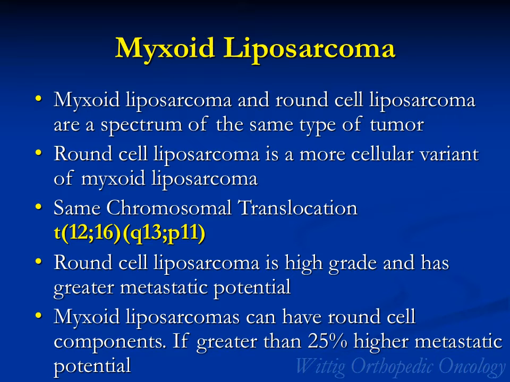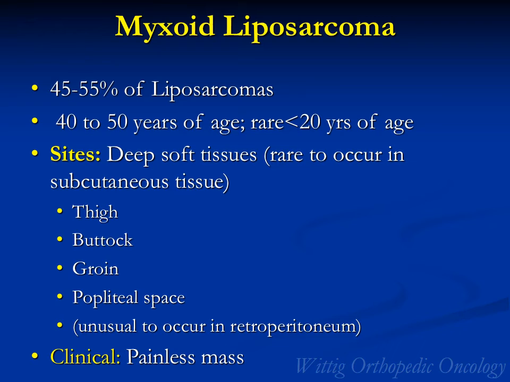Myxoid liposarcomas are technically considered an intermediate grade tumor. They metastasize about 30 to 35% of the time. They also may have strange areas of metastases, particularly to the spine or other soft tissues, not necessarily directly to the lungs. Myxoid liposarcomas constitute 40 to 55% of liposarcomas.